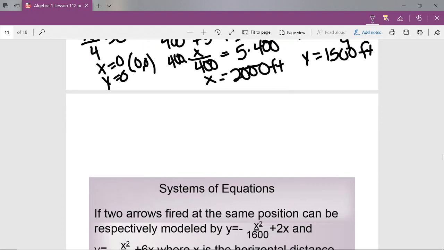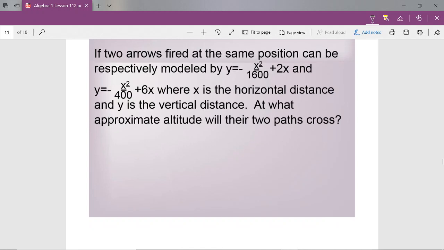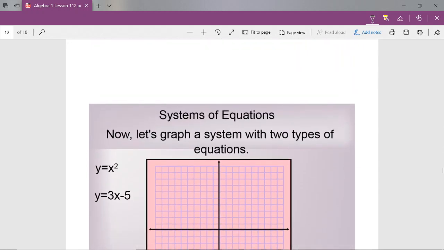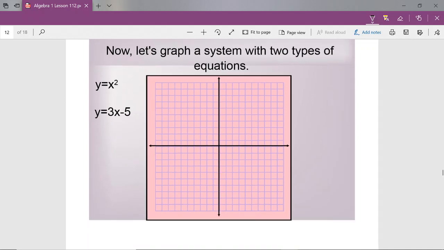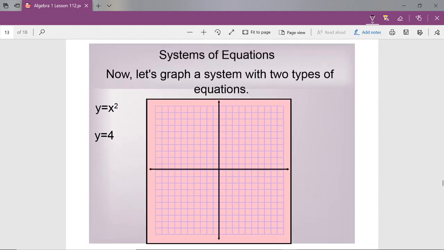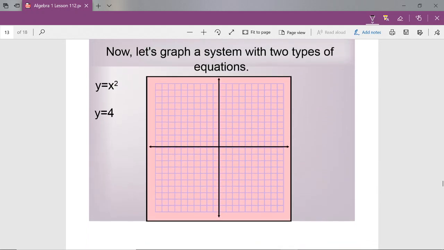Now, I'll just show you a couple more. Pause the video and try these for yourself so that you can check them. But here's another one very similar to what you did above by graphing or by substitution. And then there's a couple more practices here for just graphing these different ones and finding those intersection point or points.